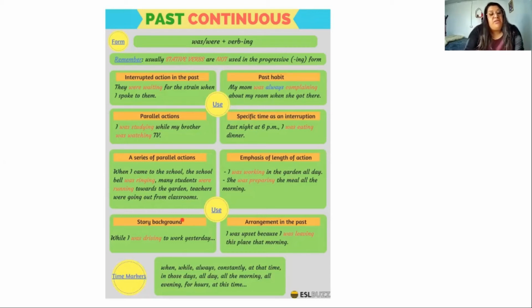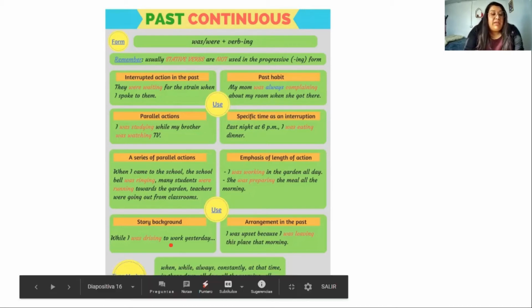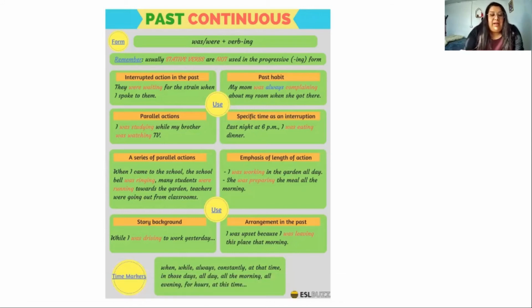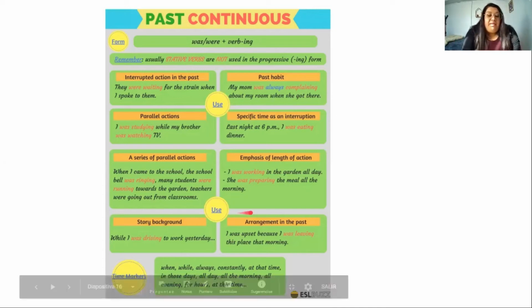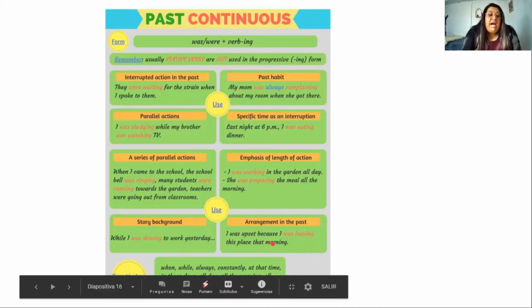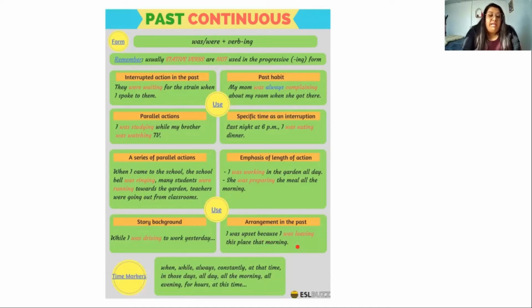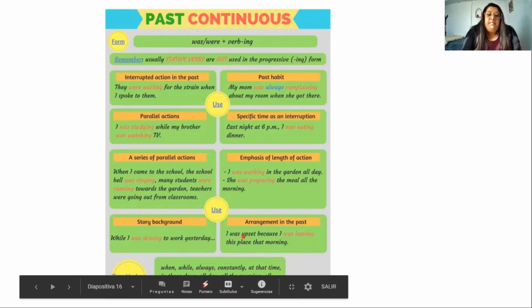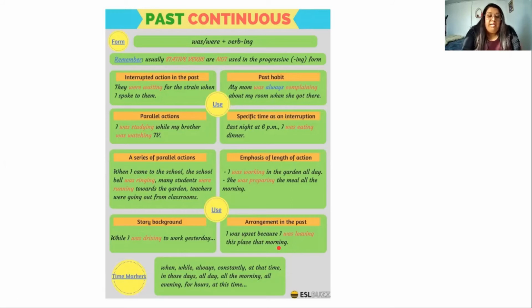Yeah, then we have the story background. While I was driving to work yesterday, ya es para contar una historia, mientras yo estaba conduciendo o manejando para ir a trabajar ayer, probablemente diría, me pasó tal cosa, y ahí empezaría a ocupar pasado simple. Then we have arrangement in the past. I was upset because I was leaving this place that morning.